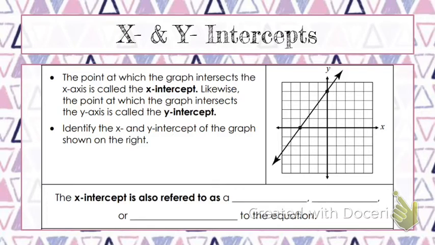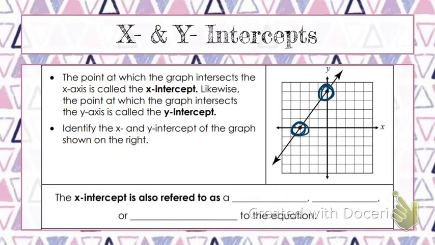So the X-intercept is the spot where the line crosses the X-axis. So X-intercept is where it intersects the X-axis. And then the Y-intercept is where it intersects the y-axis, okay? Lord have mercy, that's a lot of words to say.